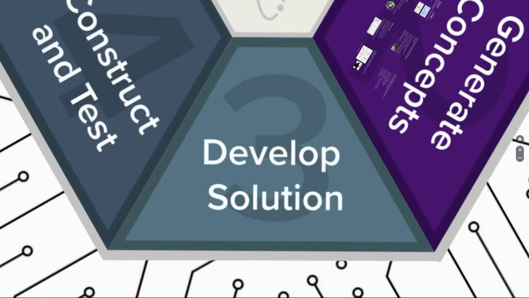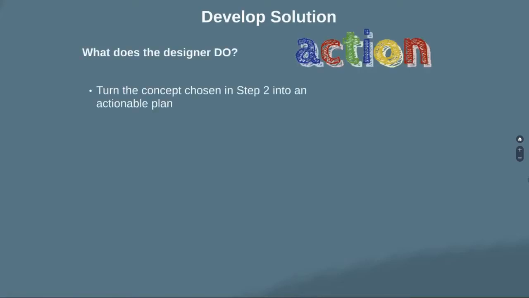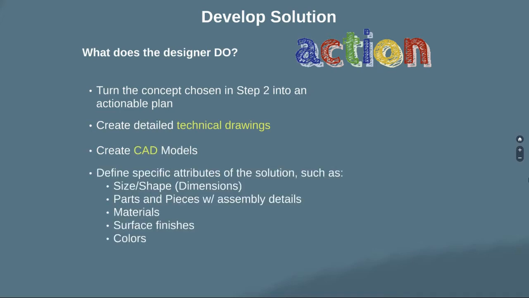Step 3 of the design process is to develop a solution. At this stage, the designer is going to turn the concept chosen in Step 2 into an actionable plan. They create detailed technical drawings and CAD models of their design. Along the way, they have to think critically and fill in a lot of blanks about their idea. They have to define the specific attributes of the solution, such as its size and shape, with specific dimensions.